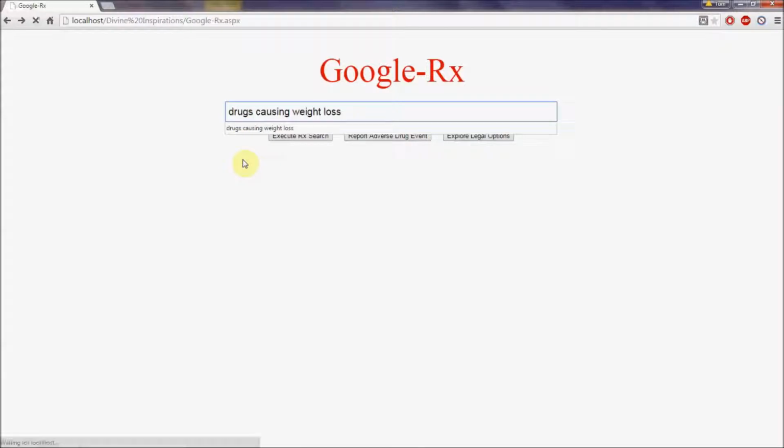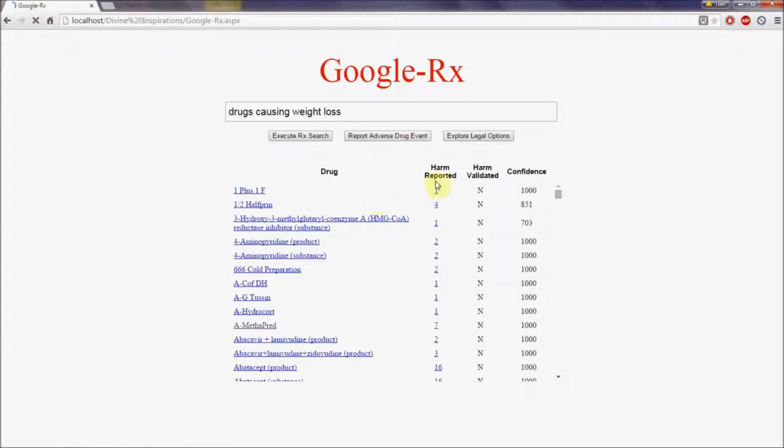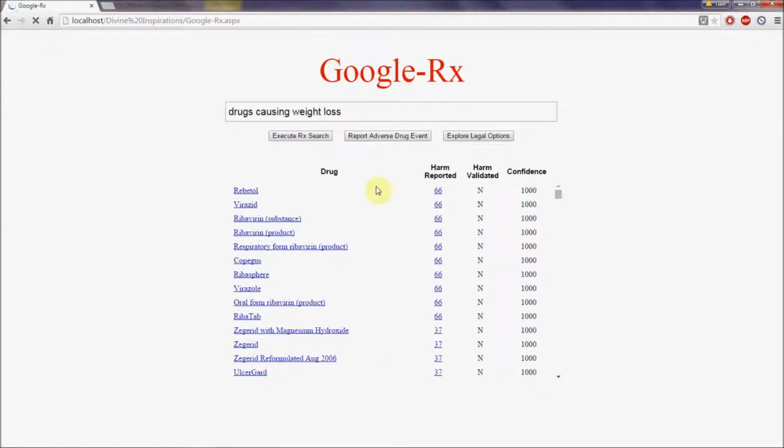Drugs causing weight loss. And let's sort on the harm reported column. Now, the drugs you see listed here were designed to treat other conditions. The fact that these drugs have a side effect of weight loss means they represent candidate drugs that potentially could be repurposed as weight loss drugs.